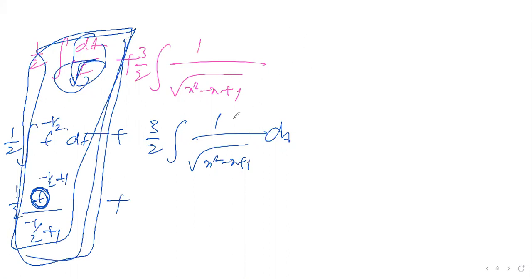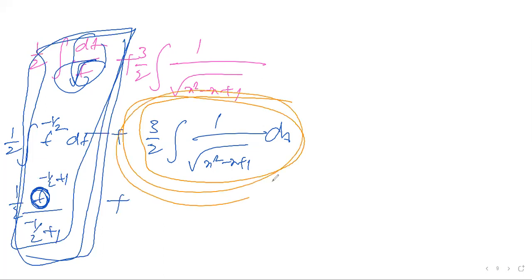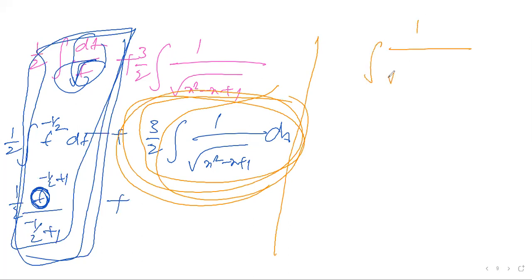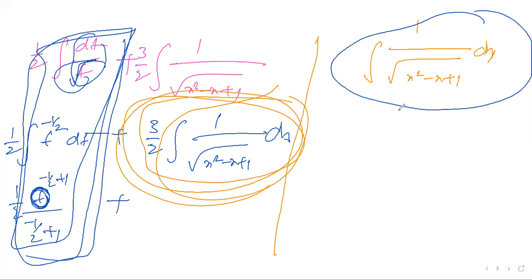Next, now think about this question. Do this question separately. This part I'll take separately, because I don't want to continue with this as the pages will take a long time. I'll take this question separately here for your understanding: 1 by under root of x square minus x plus 1 into dx. I think you know how to do this question. Yes or no? I already explained this previously.